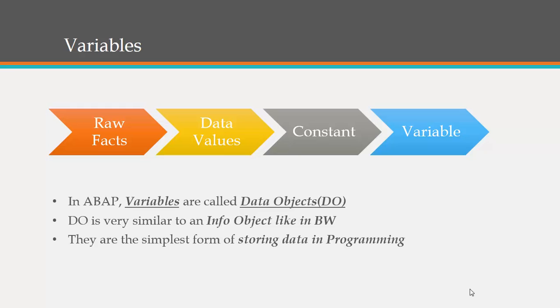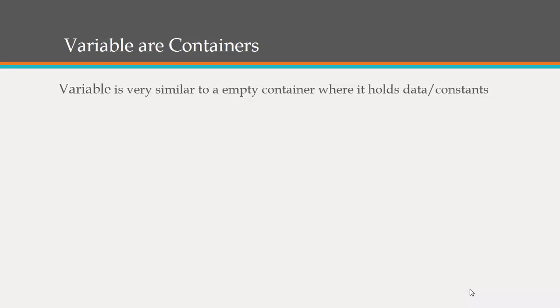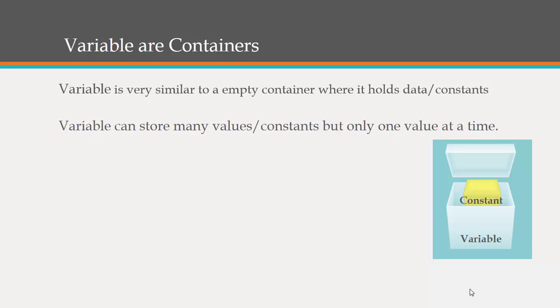A data object is very similar to an info object like in BW, and these are the simplest form of storing data in programming. Containers contain the content. A variable is very similar to an empty container where it holds data or constants. It's typically like an empty box wherein we can store some value. A variable can store many values or constants, but only one value can be stored at a time.